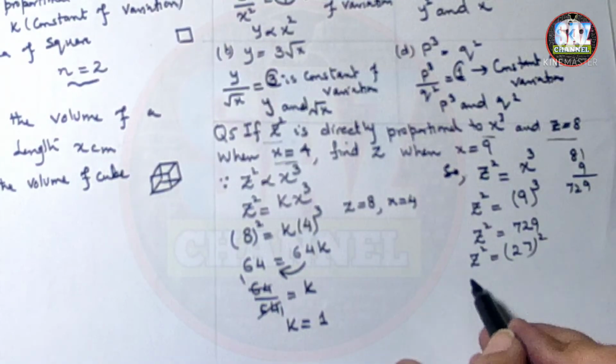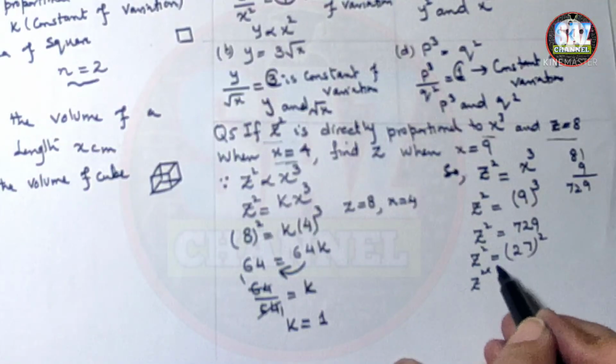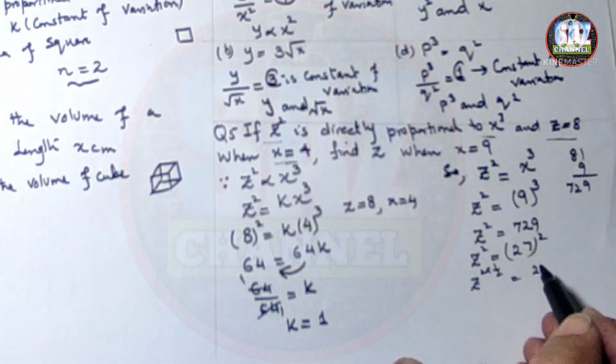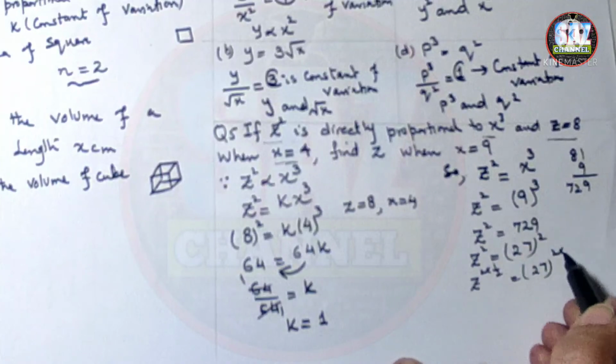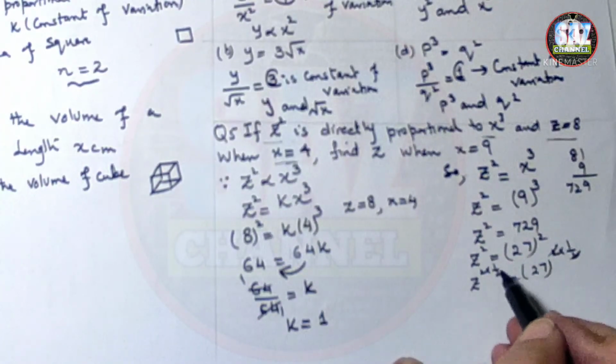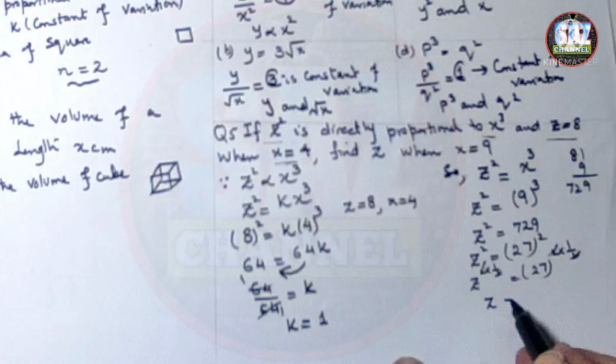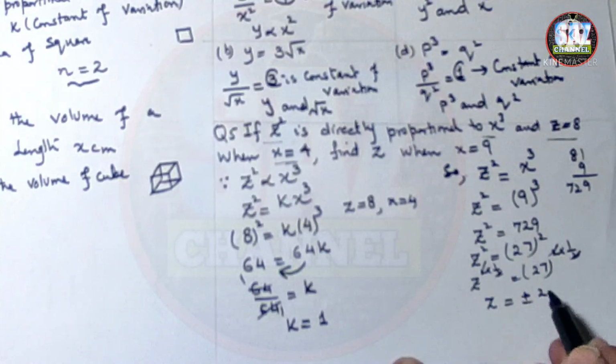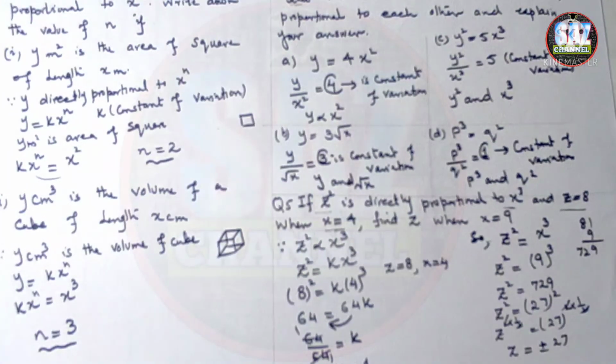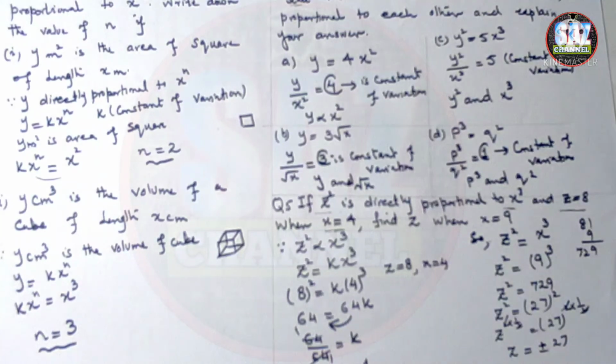Now z square to the power of 1 by 2 equals 27 square to the power of 1 by 2. This goes, and z equals plus minus 27. Remember that whenever we need to take the square root, we have to put the plus minus sign.